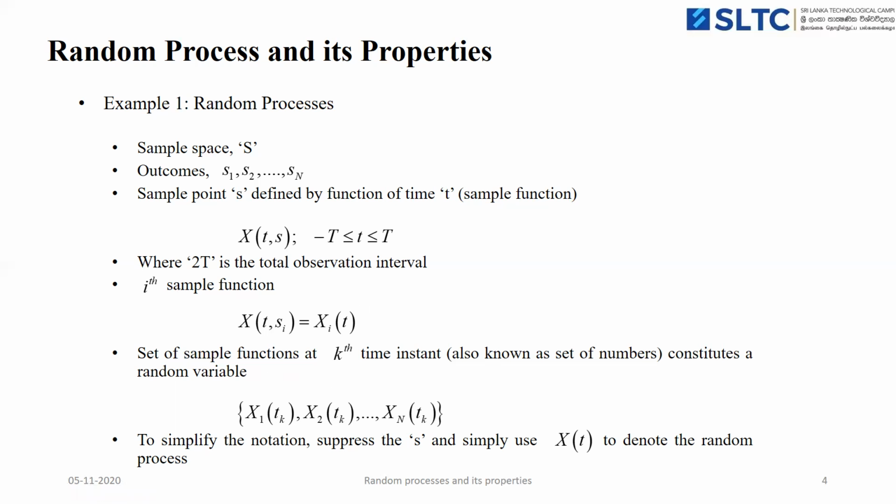And usually for convenience, many textbooks follow x of t to represent the random process, omitting the s. Actually, x of t comma s is the actual notation for the random process, where the s indicates the sample point. But for convenience, we are using the notation x of t to represent the random process.